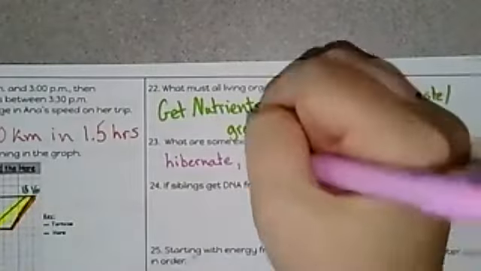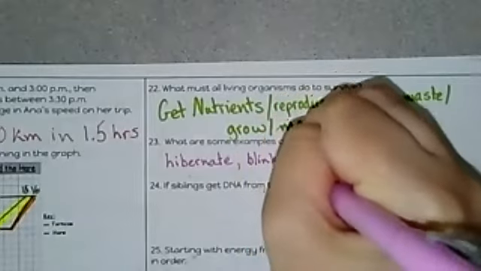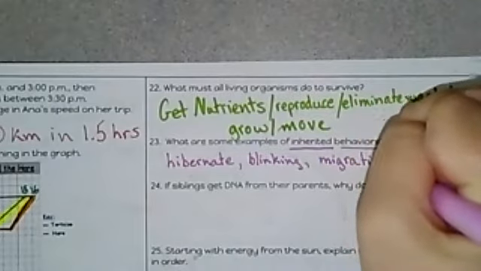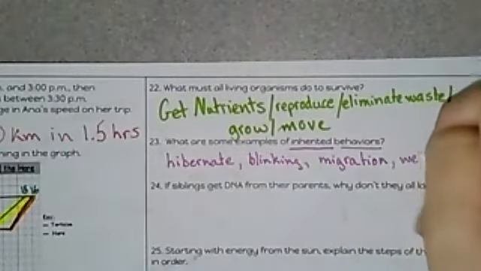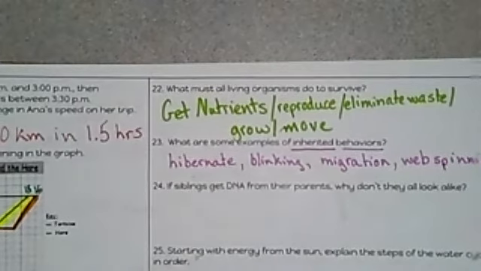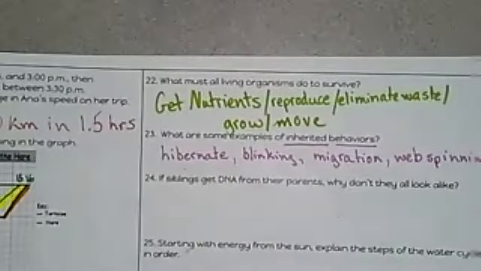Blinking? Yeah, I would say that. Here's another one. Migration. Web spinning. No one teaches a spider to do that. They know. Janie? All of those work. All right, so all of these are inherited behaviors. Well, those are kind of like instinctual.